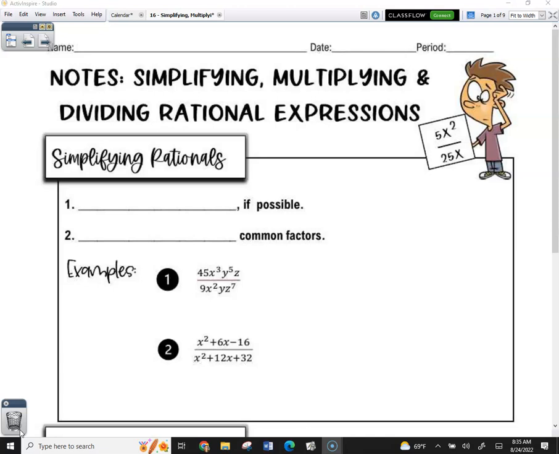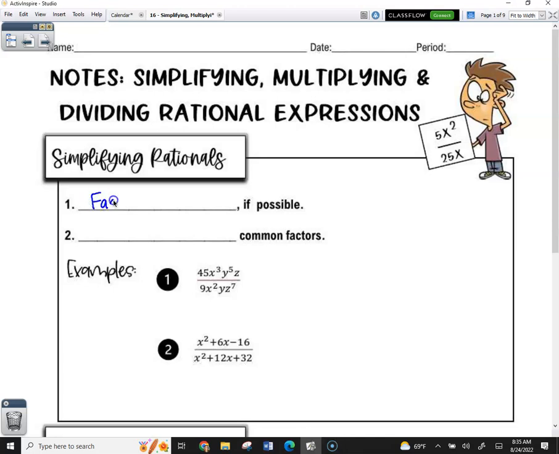We won't have A as 1 every single time. We will have some where A is not 1, and that is on the back, so you'll see an example of that. Okay, simplifying. This is from yesterday.